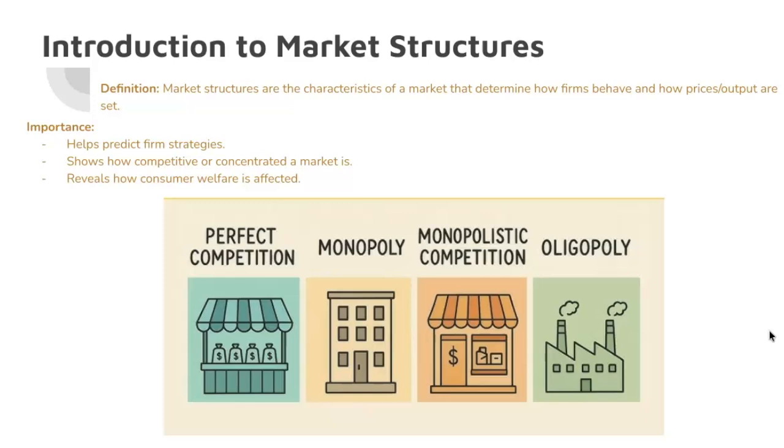Third, and perhaps most importantly, they show us how consumer welfare is affected. As we'll see through this presentation, the spectrum ranges from perfect competition, where consumers benefit from the lowest price and the highest efficiency, all the way to monopolies, where a single firm dominates. In between, we have monopolistic competition and oligopolies, each with unique characteristics. Let's examine each structure in detail.